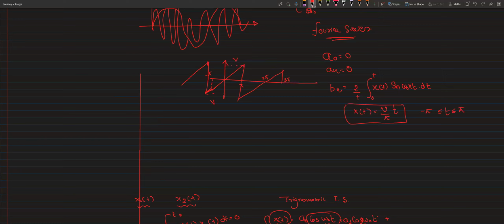So if you apply this, Bn will become 2 by, now the period is how much? Minus pi to plus pi, then it repeats. So the period is 2 pi, correct? So integration from 0 to 2 pi of V by pi t into sine(omega naught n t) dt. Can you simplify and tell me what the integration value is?